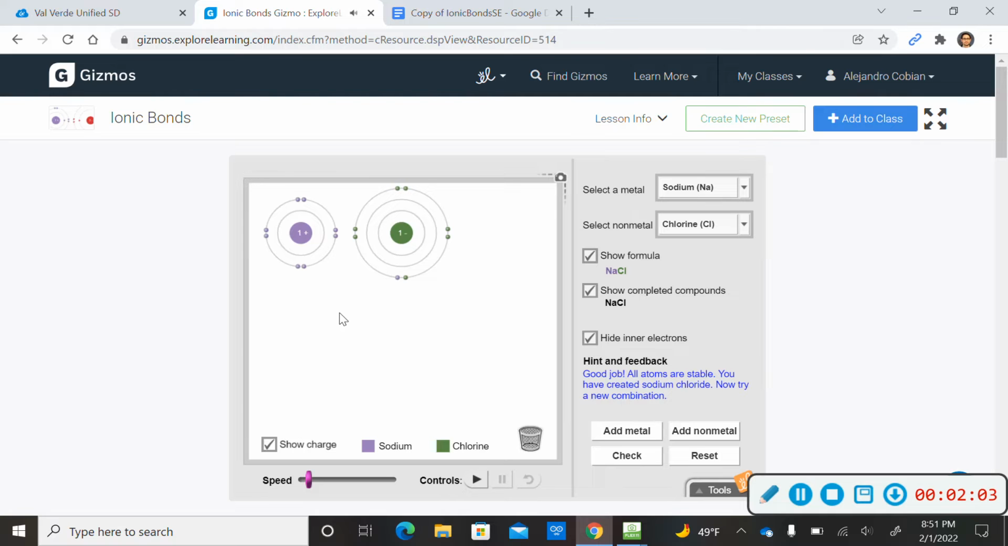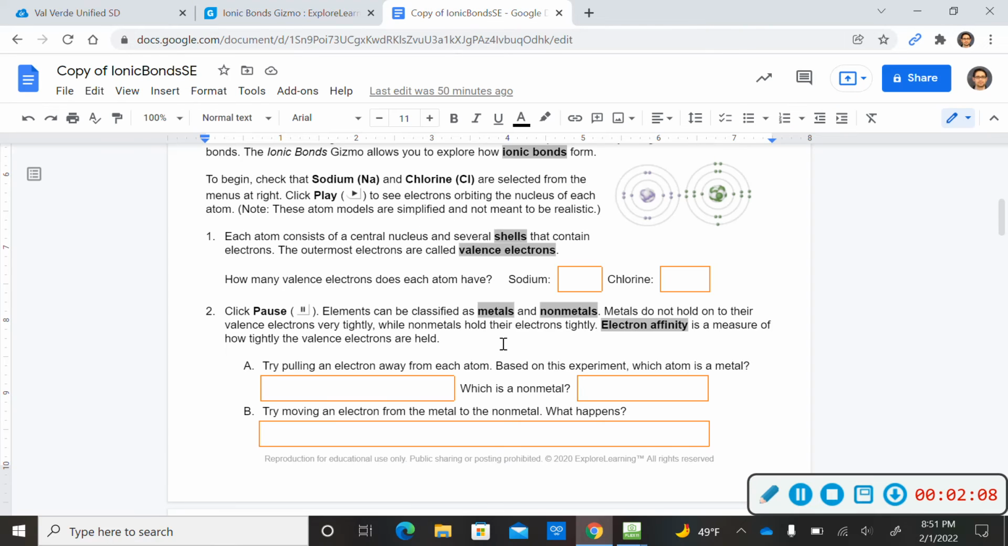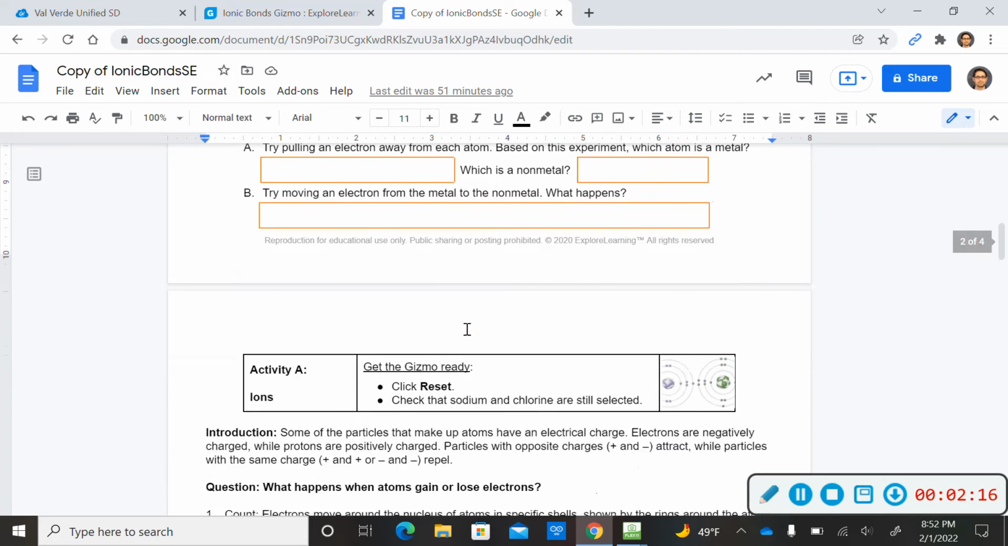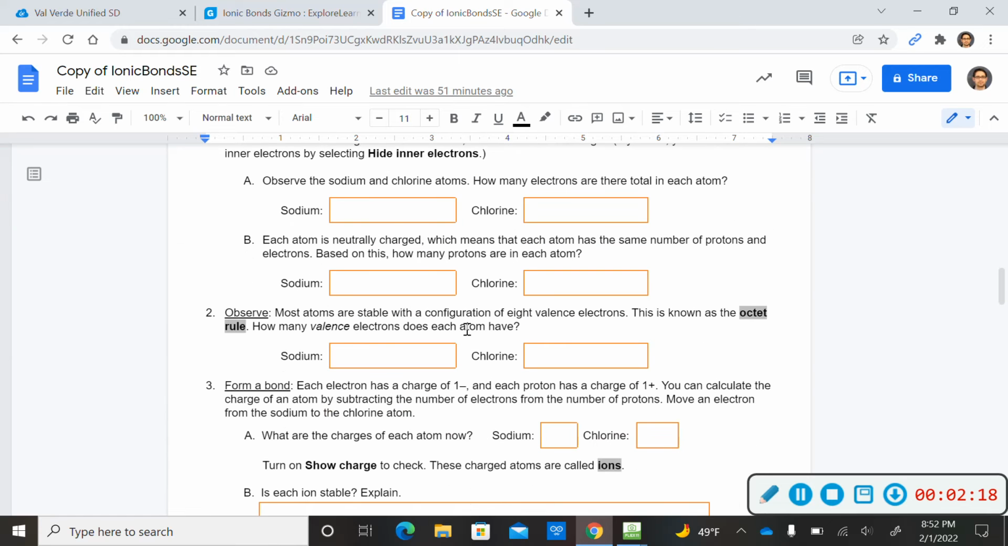We'll be showing the charge. We'll be making sense of this later. So overall, we already completed the section. And notice what happened. We stabilized our atoms, but we also ended up with a charge. Okay, so let's go down here.